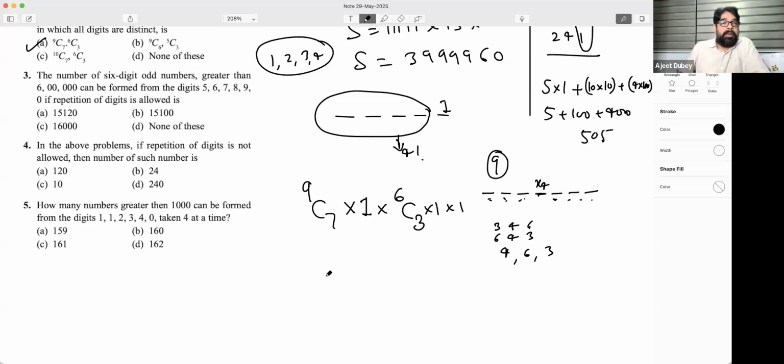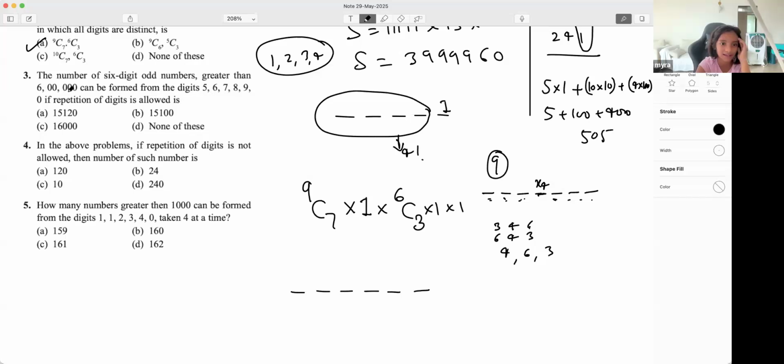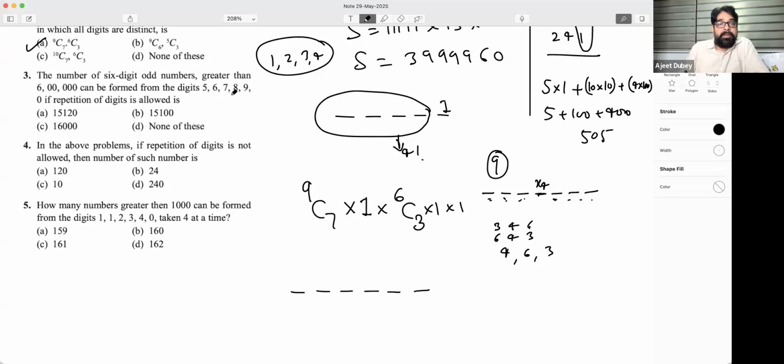Check this. I have to form a 6-digit odd number greater than 600,000 using the digits 5, 6, 7, 8, 9, and 0, if repetition of digits is allowed. The first thing is that at the end here, only an odd digit should appear. Only an odd digit. Yes or no? Then only an odd number will be coming.